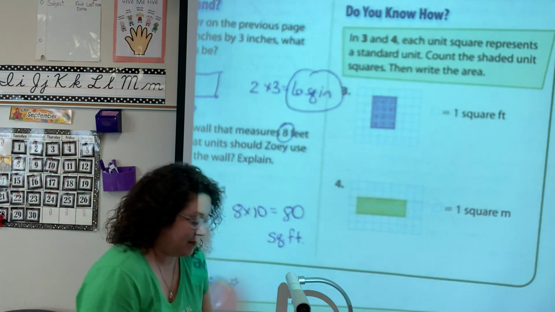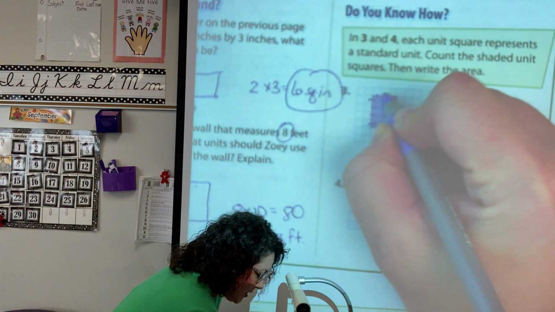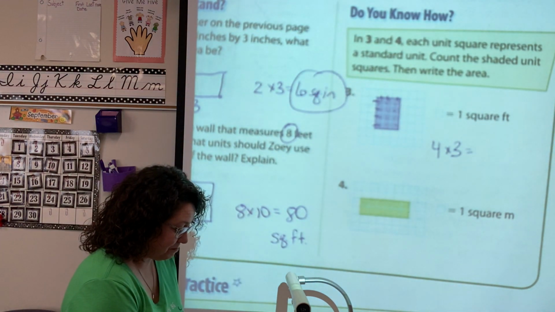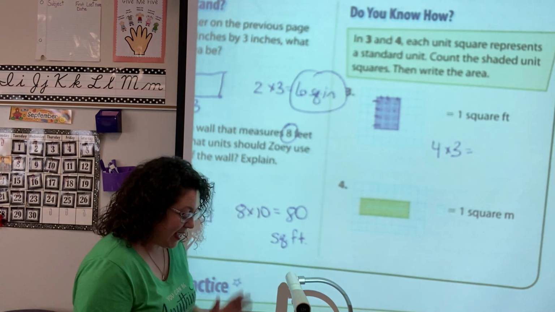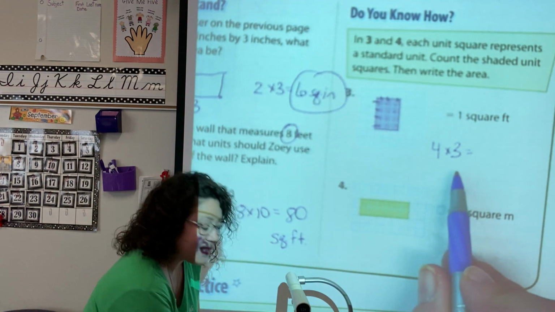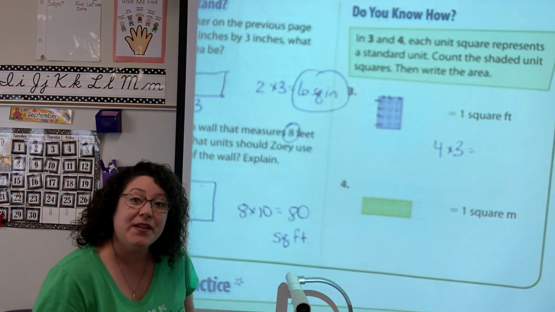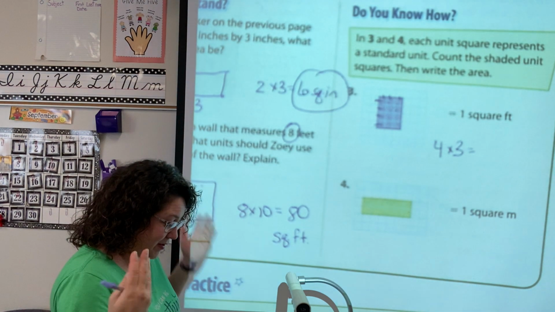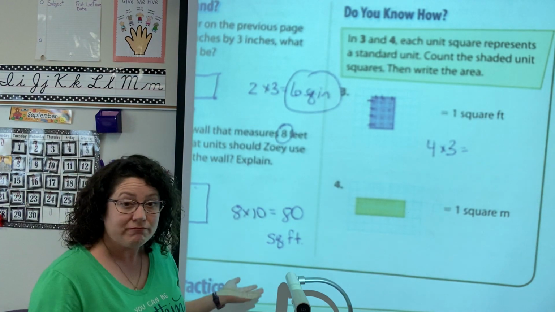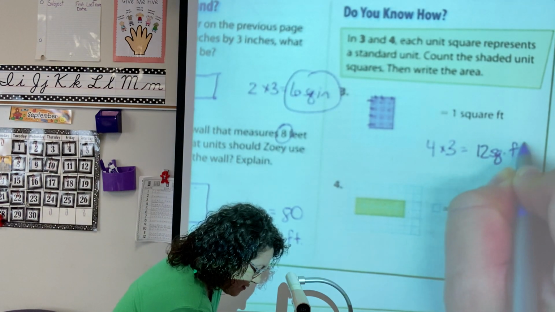Rows times columns. 1, 2, 3, 4 rows. 1, 2, 3 columns. And 4 times 3 is? Anything times 4 is a double. So 3 doubled is 6, so 6 plus 6 is 12. Or anything times 3, double the other factor and then add it one more time for that third time. So 4 doubled is 8, plus 4 more for the third time, we come back and we get 12 square feet.